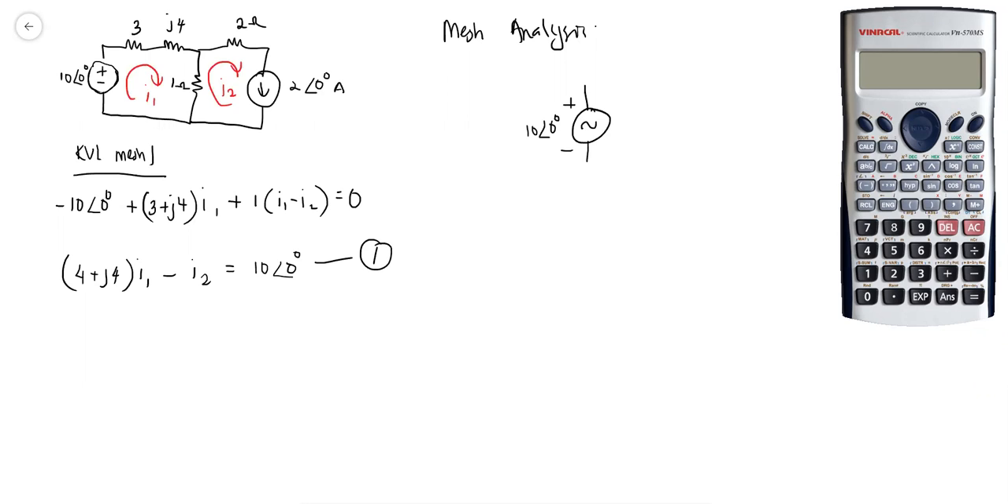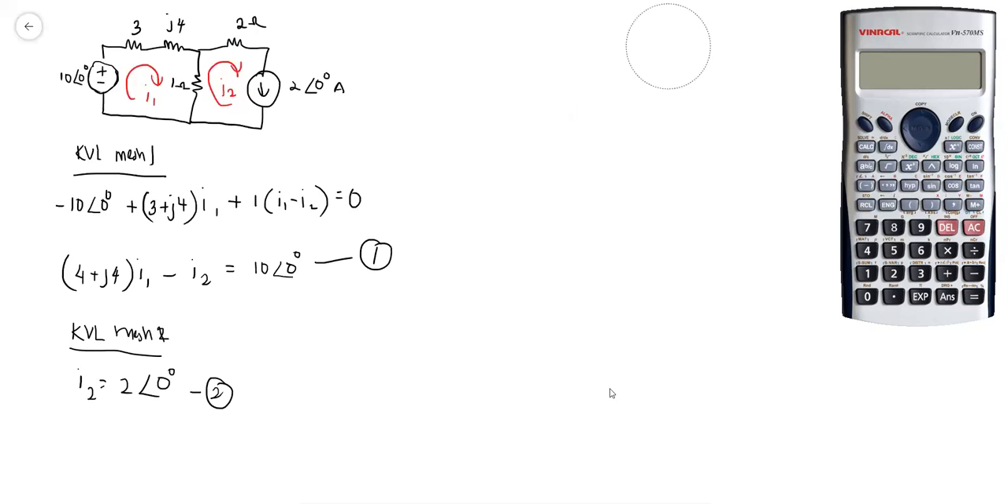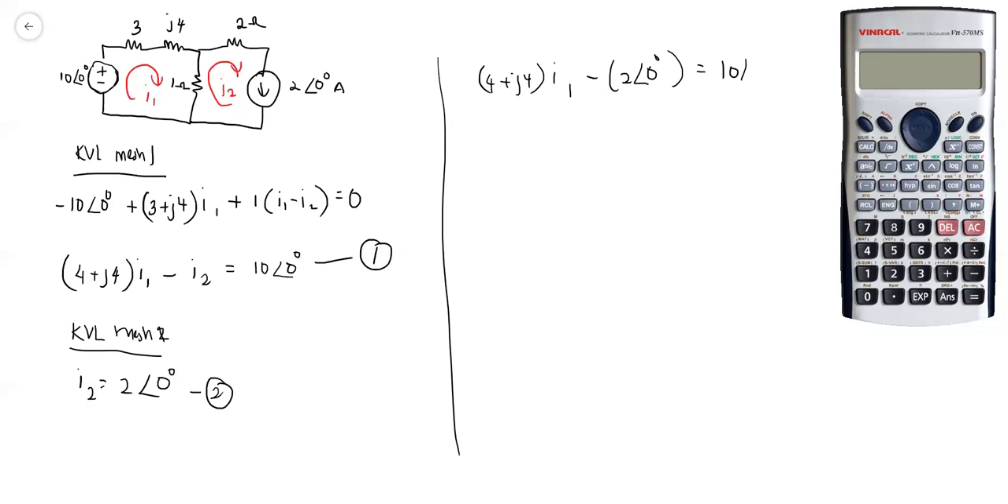Okay, and the second KVL for mesh number 2. If you look carefully, if you have a current source inside your mesh, just put I2 as the value of the current source. So no need to have a KVL. So this is your second equation. And then you can substitute. So this one will become (4 plus J4) I1 minus 2, equal to 10.